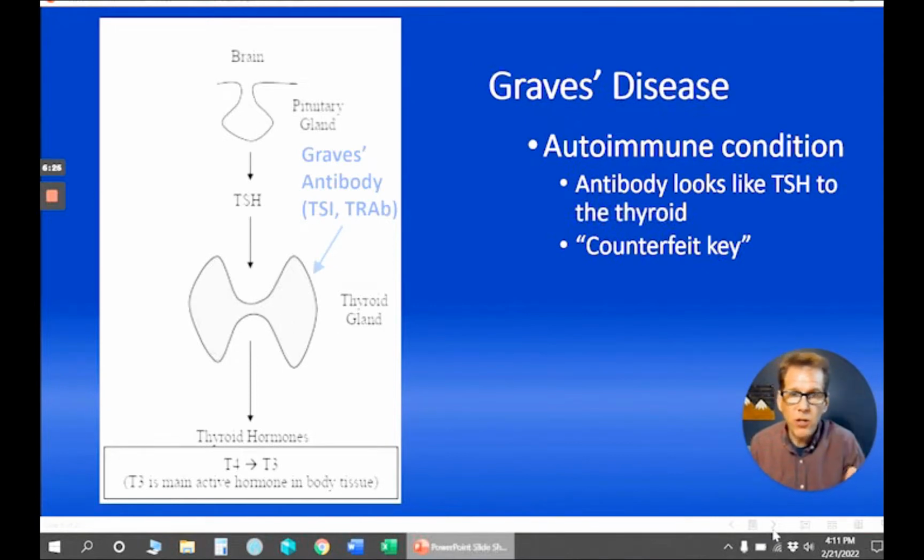So if we test this in the blood, typically we'll measure what's called TSI, or thyroid stimulating immunoglobulin, or TRAB, thyrotropin receptor antibody levels. These antibodies are like a counterfeit key. They are able to tell the thyroid to produce thyroid hormone. But unlike the TSH, which is closely regulated by the pituitary gland, this antibody is just being produced, and so the thyroid is receiving a continuous go, go, go, go signal. And generally, we need to do something in order to treat that. We'll talk about that here in just a moment.